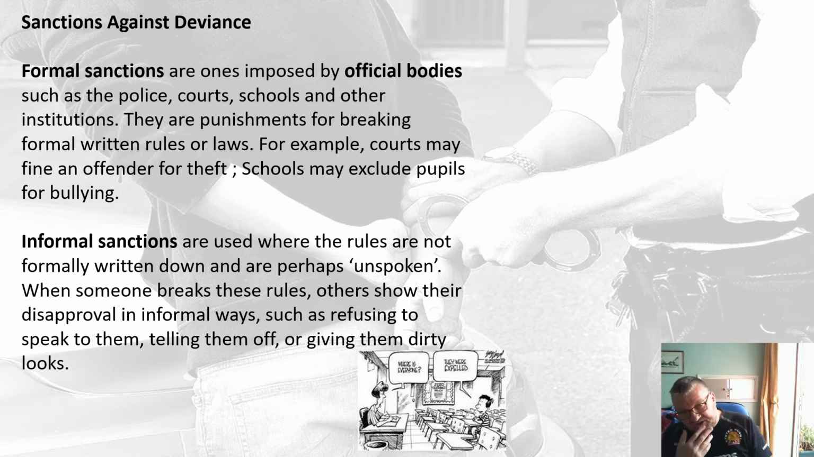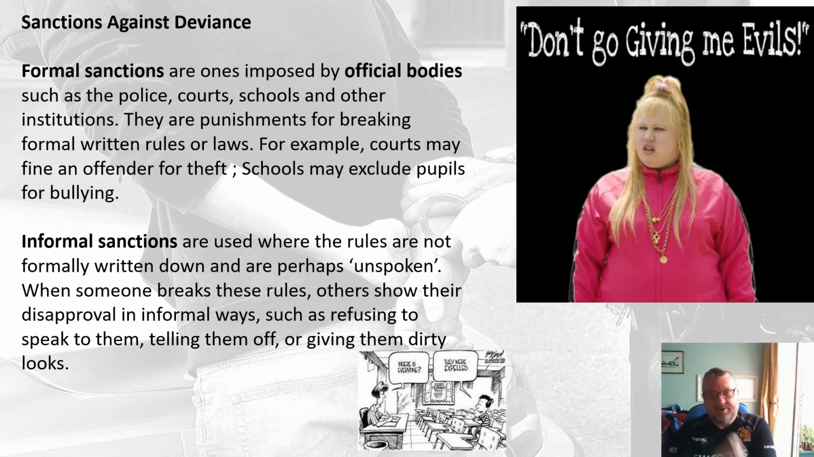Informal sanctions are used when rules are not formally written down. They're perhaps those unspoken rules, those ways of behaviour, those norms that are not laws. When someone breaks these rules, others show their disapproval in informal ways, such as refusing to speak to them, telling them off, giving them dirty looks. Someone queue barges. Tutting is a very British thing to do. So, giving someone evils, as Vicky Pollard says there. All of these are informal sanctions.